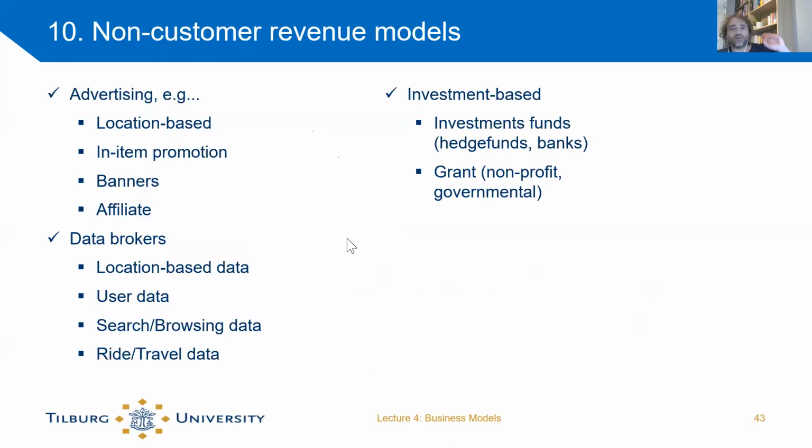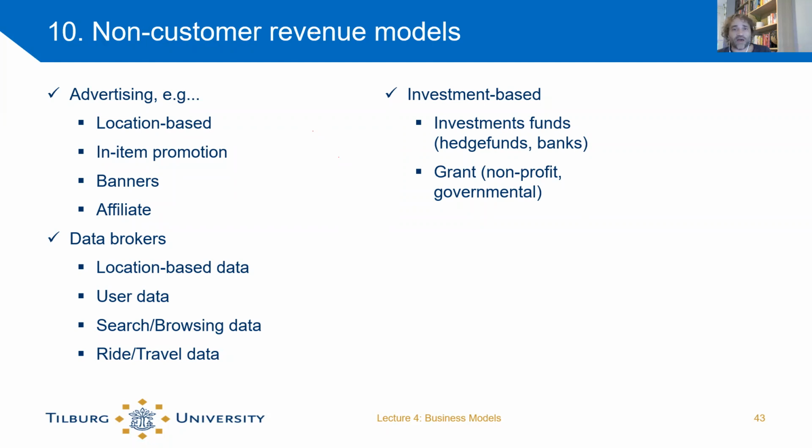Well, finally, then we quit. So these were all examples of business models in which you actually generate revenue from the consumers that buy the product or service. But you can also think of other types of generating revenue.